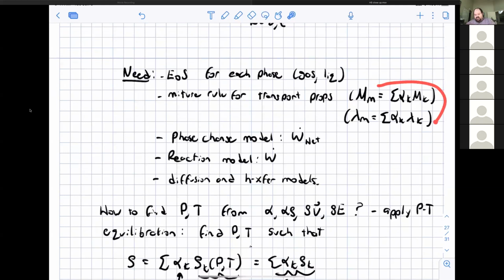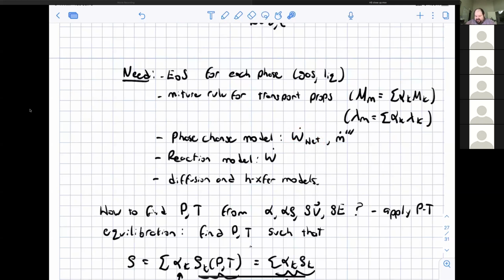And then you also need a mixture rule for the transport properties. I already discussed this, but what's common, because there's no rigorous theory for these multi-phase flow mixtures, is that you just define a mixture viscosity as the volume fraction weighted viscosities of each phase. You need a phase change model, so you need a species production rate due to heterogeneous reactions, and you need m dot triple prime. Of course, if you don't have phase change, then these are both equal to 0.